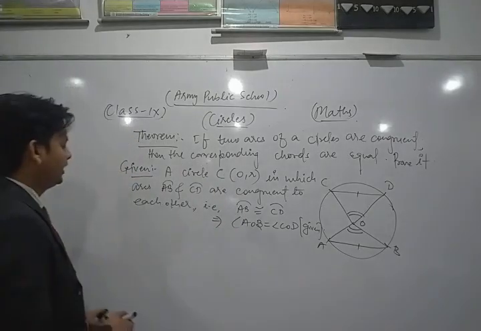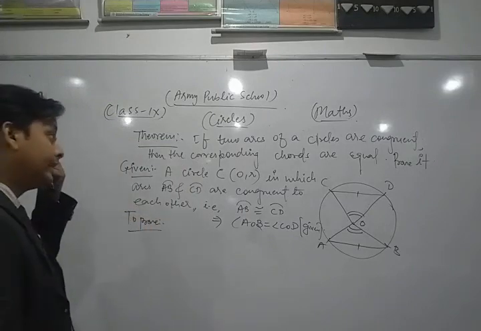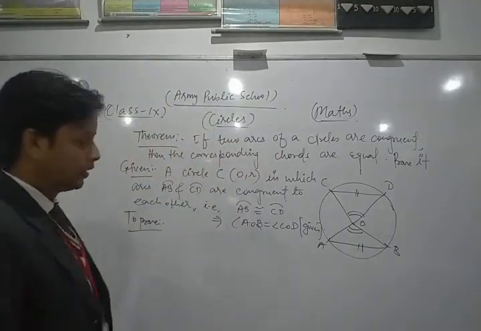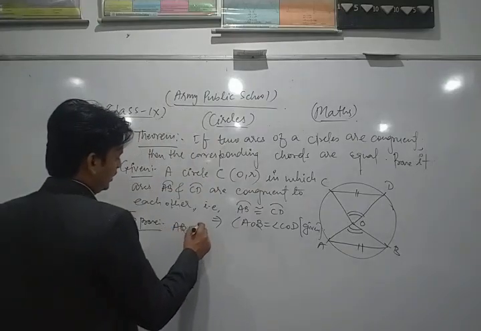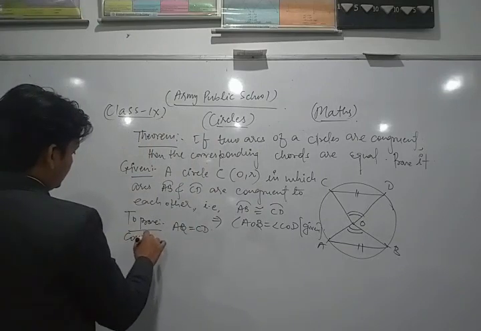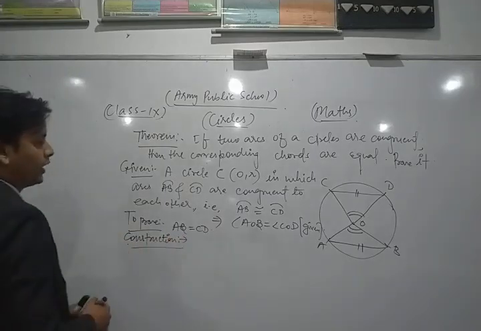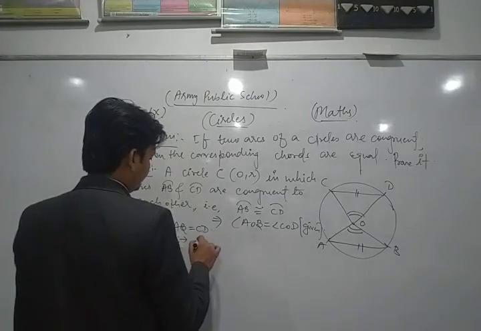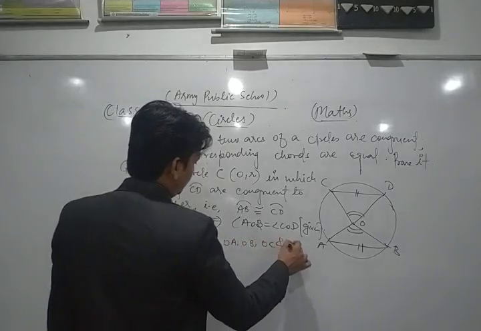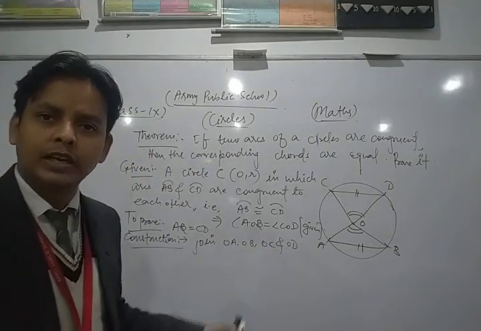Okay, now we write what to prove. We have to show that their corresponding chords are equal, that is, AB is equal to CD. The chords are equal. And what is the construction? Join OA, OB, OC and OD respectively. This is the little bit of construction for that theorem.